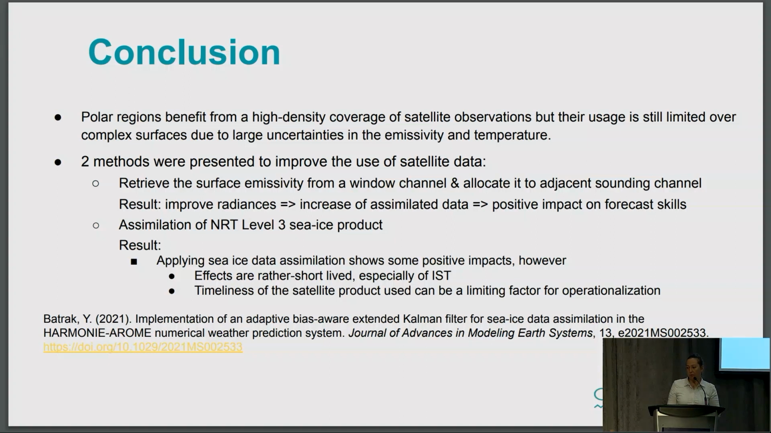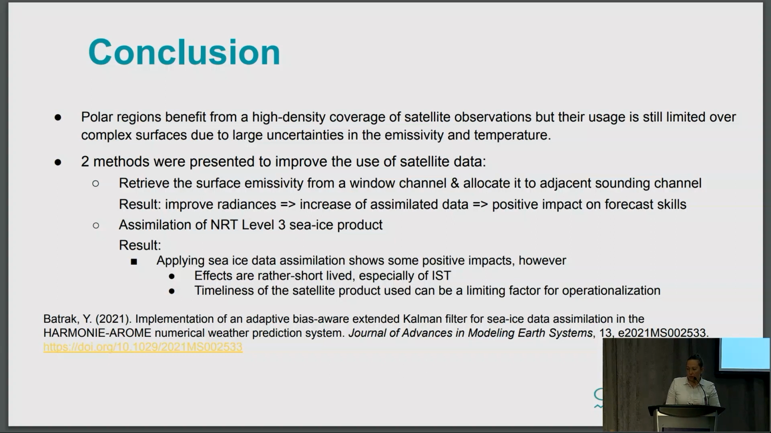The first one was about retrieving the surface emissivity from a window channel and allocating this information to sounding channels, in order to better simulate these radiances and increase the amount of assimilated data, which will have in return an impact on the forecast here.